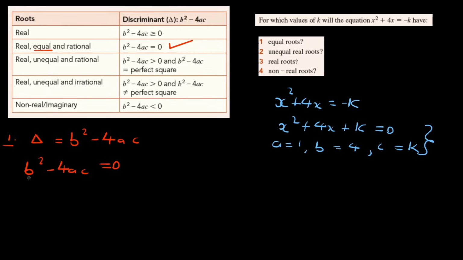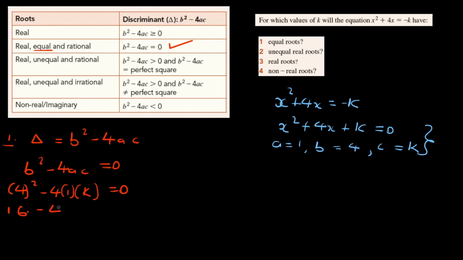And what do we do? We substitute b, a, and c. Remember, we calculated what our b, a, and c were. So we just substitute our b value, which is 4 squared minus 4 times our a value, which is 1, and our c value, which is k, equals to 0. Remember, they're asking us for the value of k. So it means we need to solve for k. What we'll have is negative 4k.